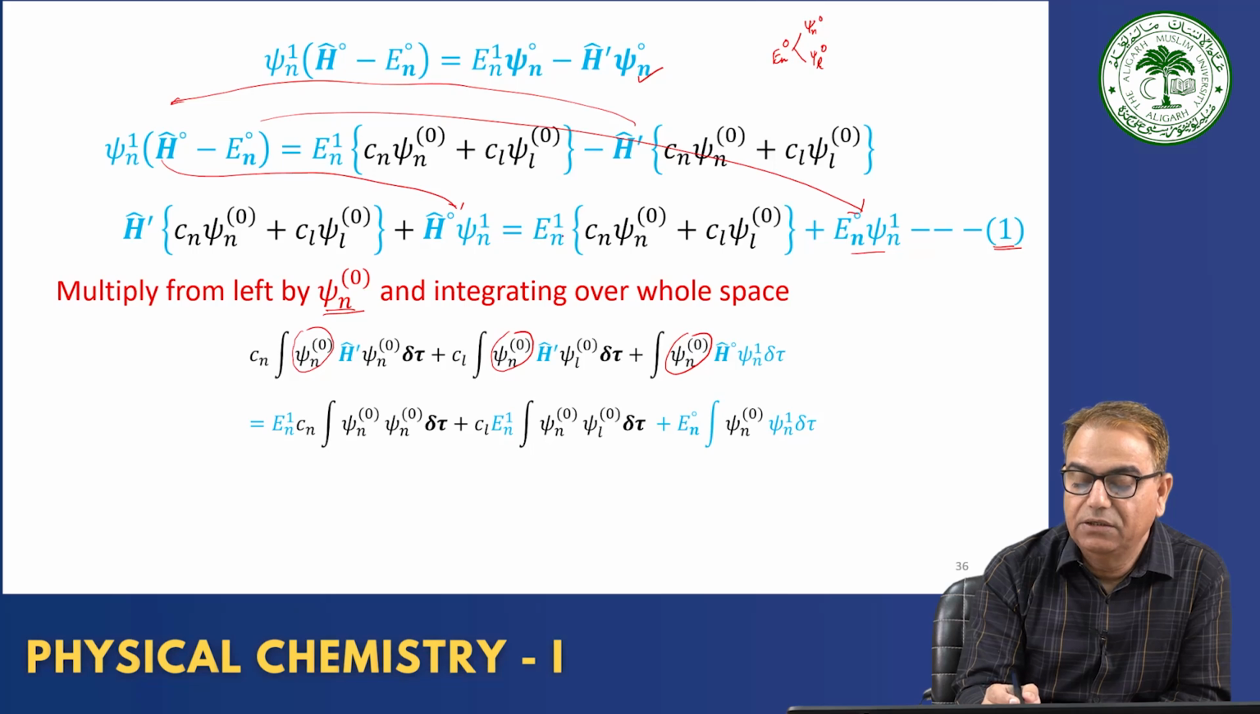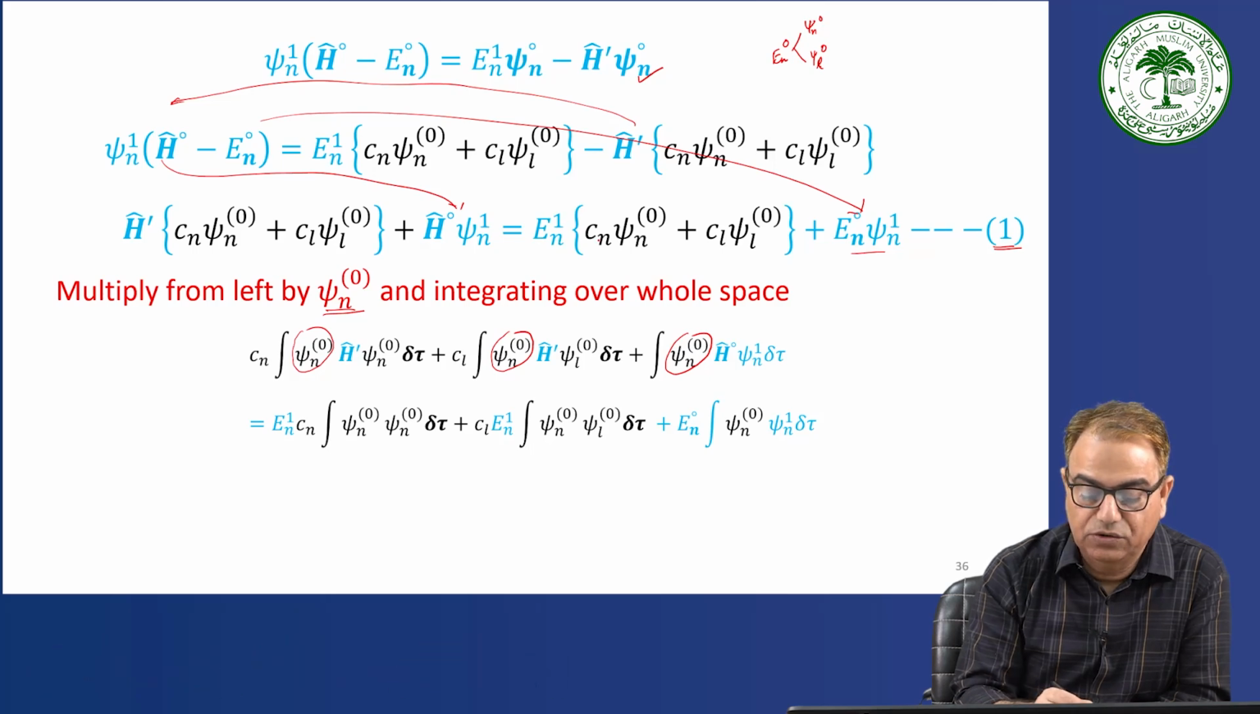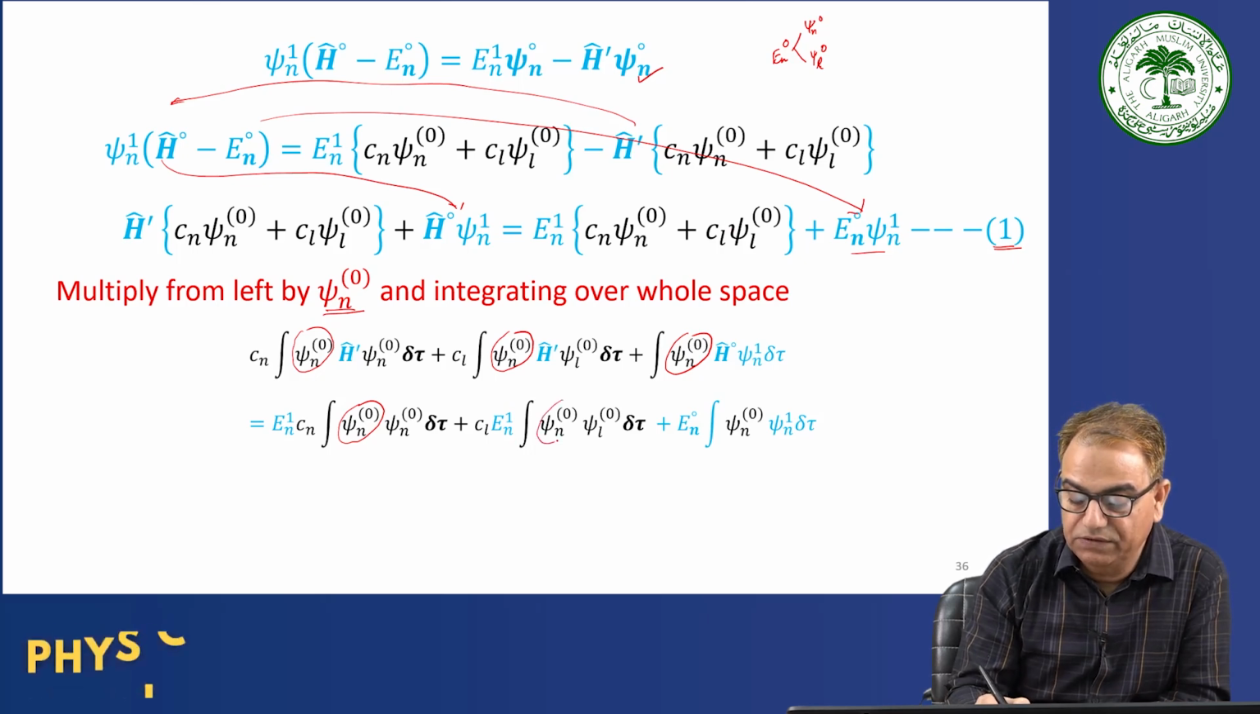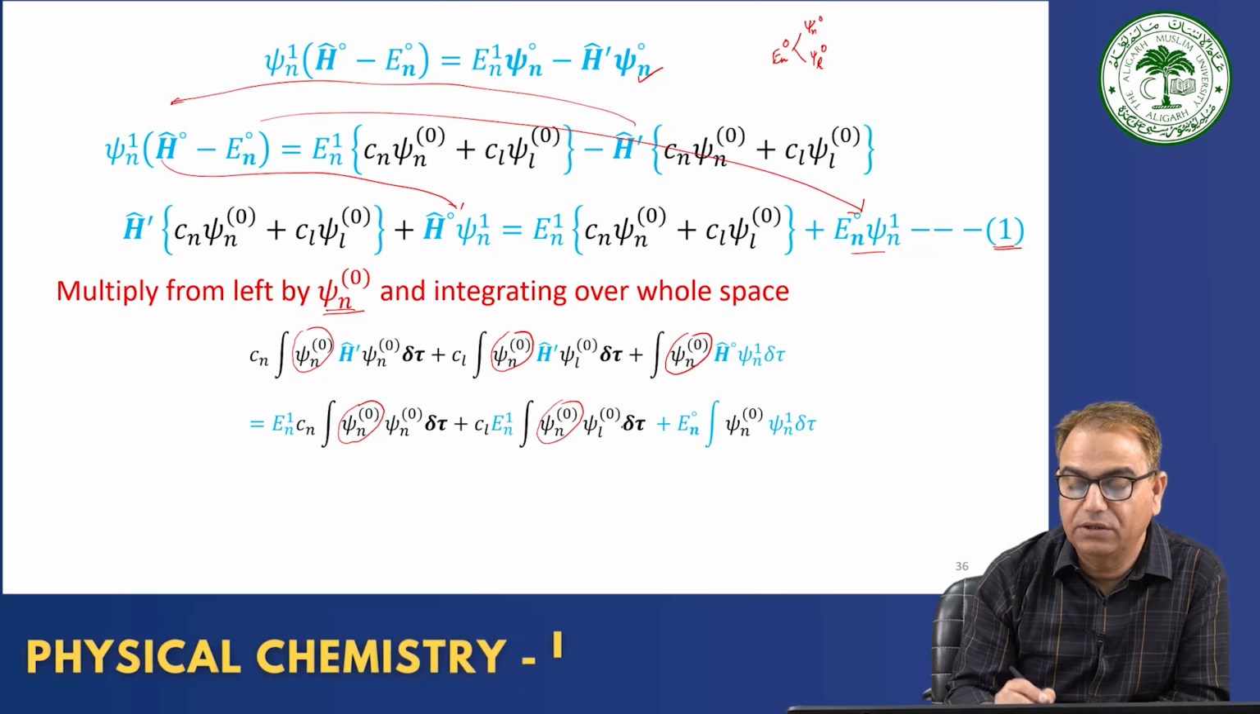On the right hand side, you have En1 and Cn. So bring En1 and Cn outside, and then this is the wave function which you are applying from the left side, multiplying from the left side and integrating. So this wave function was already there, psi n naught theta. Then you have Cl and En1. This En1 multiplication, so Cl En1, and again this is the wave function with which you are multiplying, psi n naught, psi l naught theta.